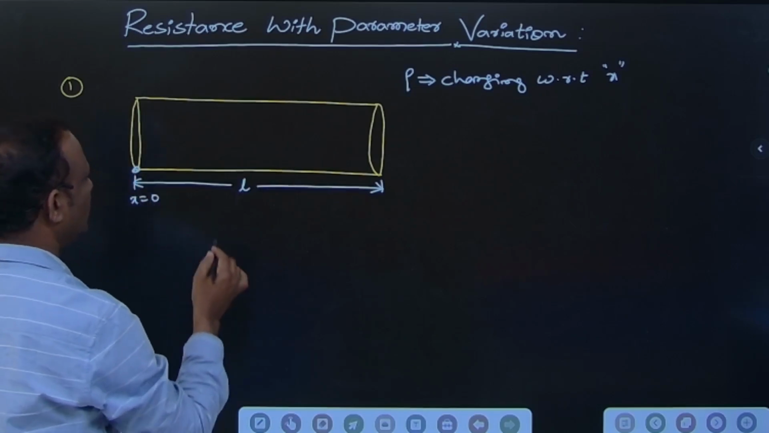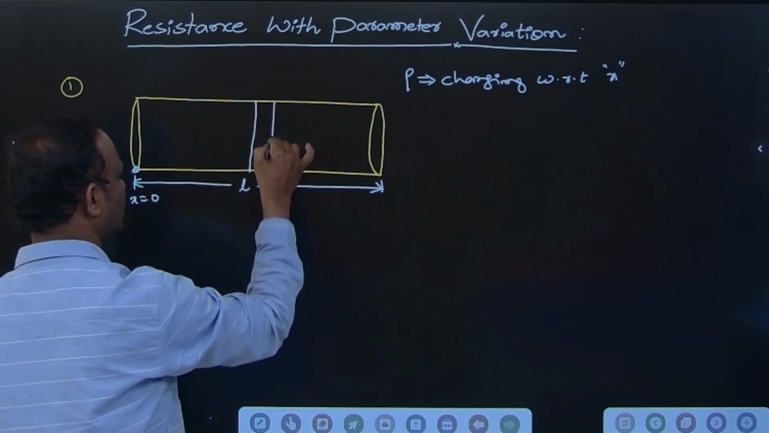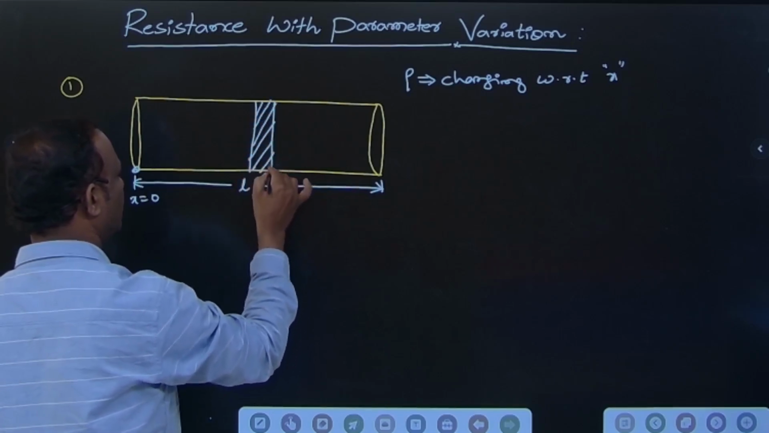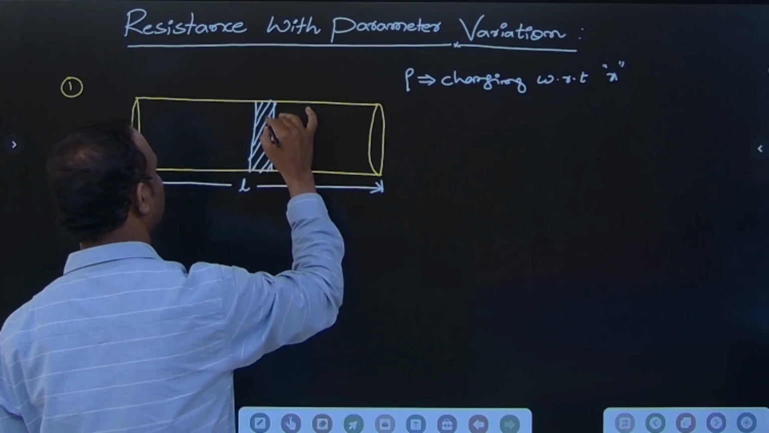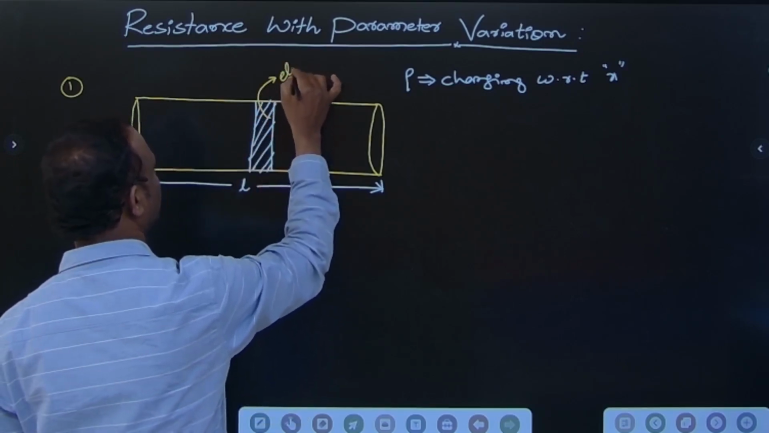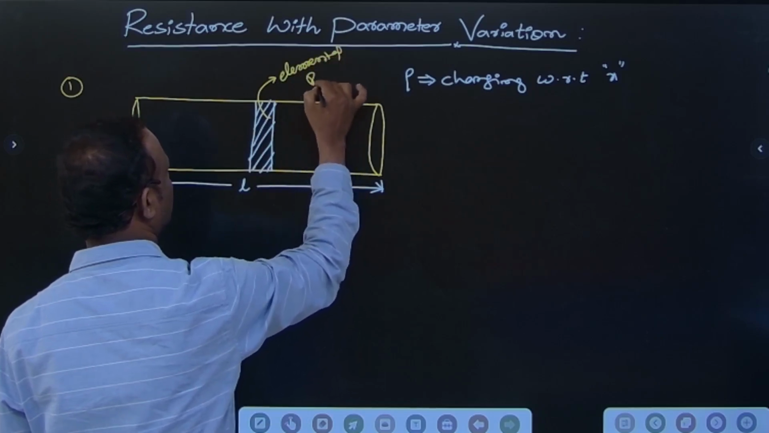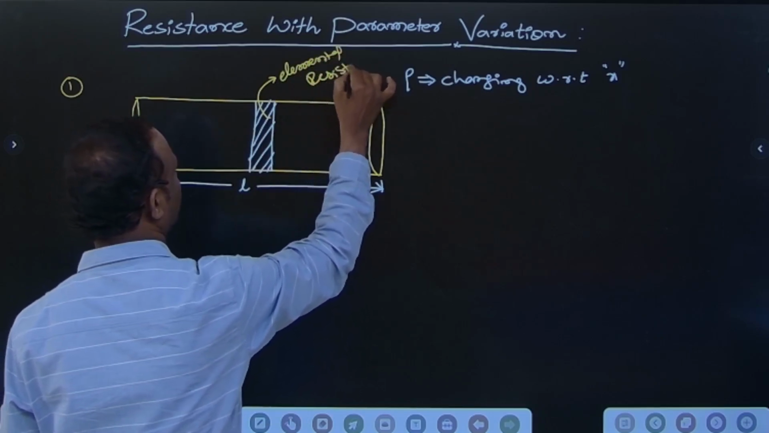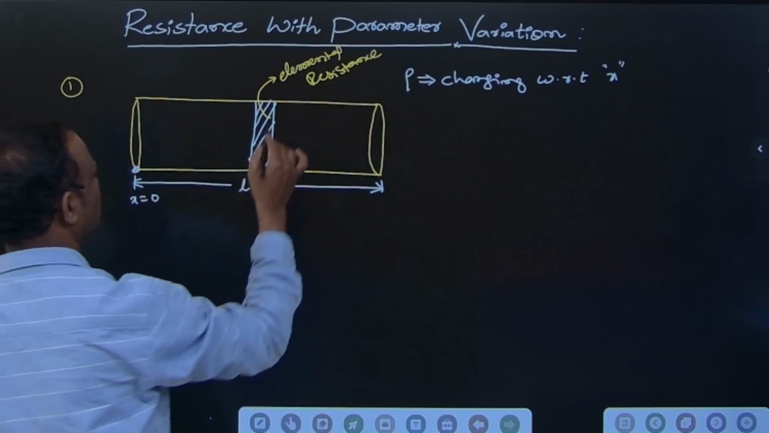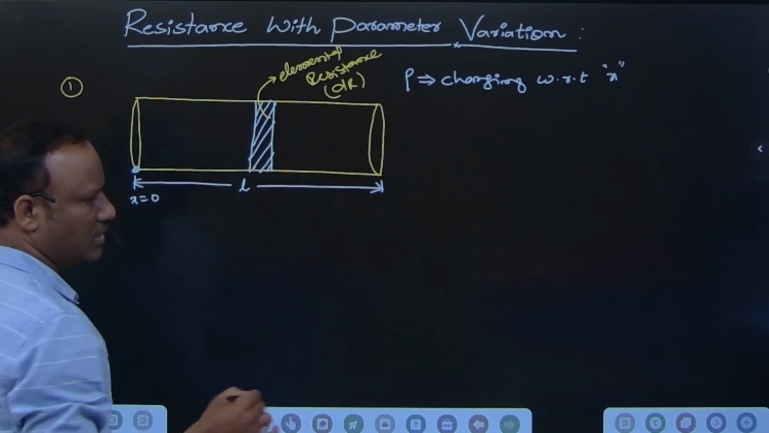So if it is changing as a function of x, I'm choosing this length element. This length element is called an elemental resistance. So the elemental resistance is dR, and the total resistance is R.